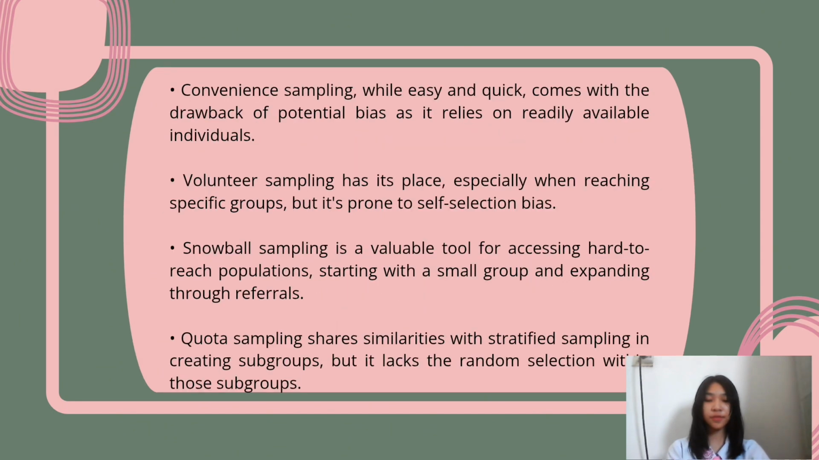Convenience sampling, while easy and quick, comes with the drawback of potential bias as it relies on readily available individuals. Next, volunteer sampling has its place, especially when reaching specific groups, but it's prone to self-selection bias. Snowball sampling is a valuable tool for accessing hard-to-reach populations, starting with a small group and expanding through referrals. Lastly, quota sampling shares similarities with stratified sampling in creating subgroups, but it lacks the random selection within those subgroups.